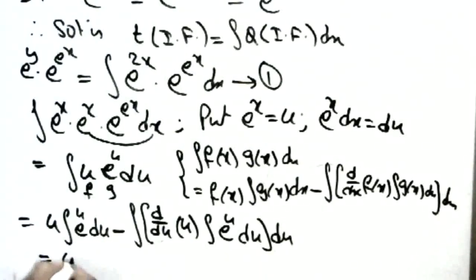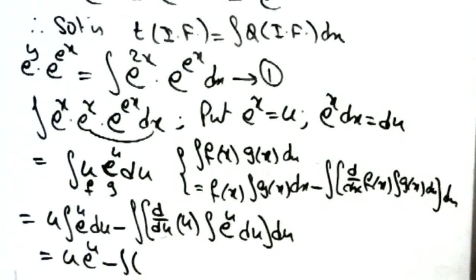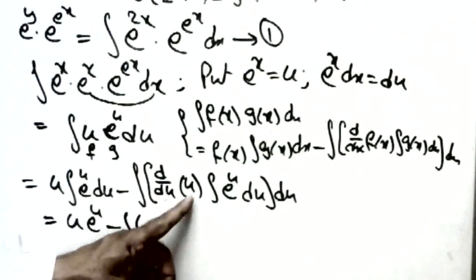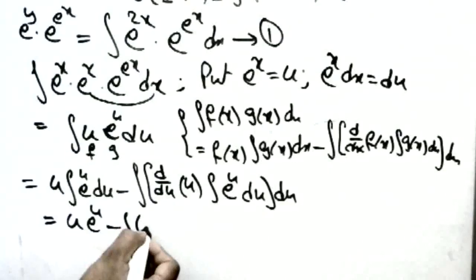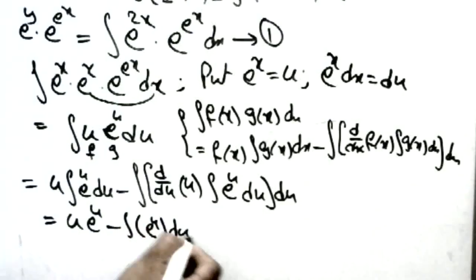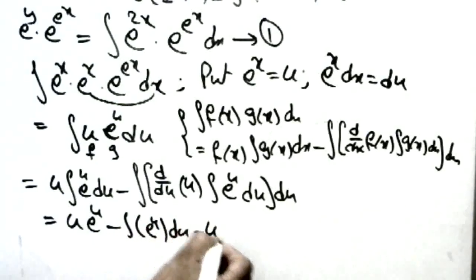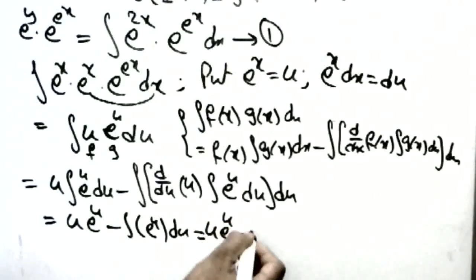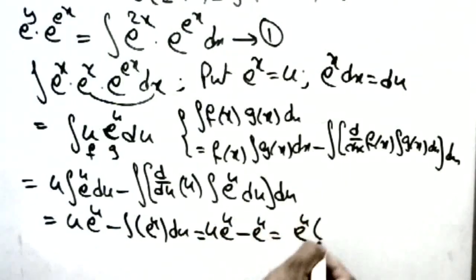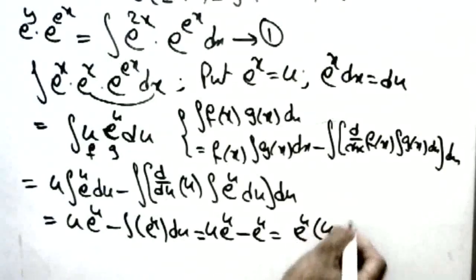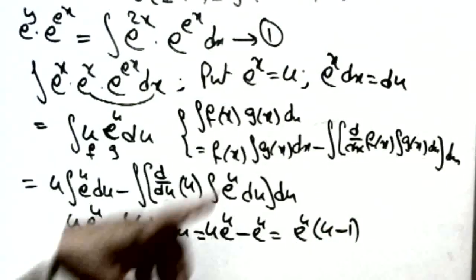Now let me continue. The u is as it is. Now integration of e power u is e power u, minus whole integration. D by du of u is 1 only. And integration of e power u is e power u du. So we get u e power u minus e power u. Let me take e power u common. Then we are left with u minus 1.